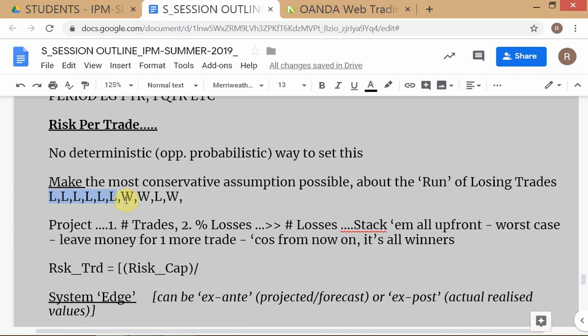Everybody has a finite risk capital number. So you will have a risk capital number given by your investor. You work with that, you take that risk capital number, and then we are going to use it to derive the risk per trade.